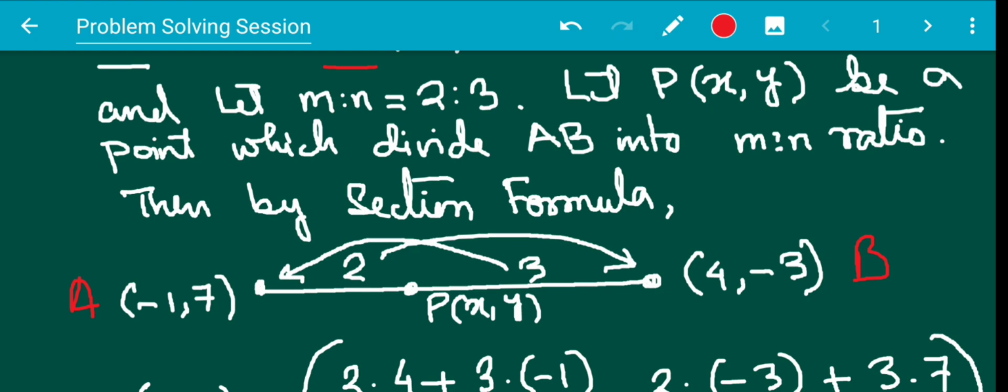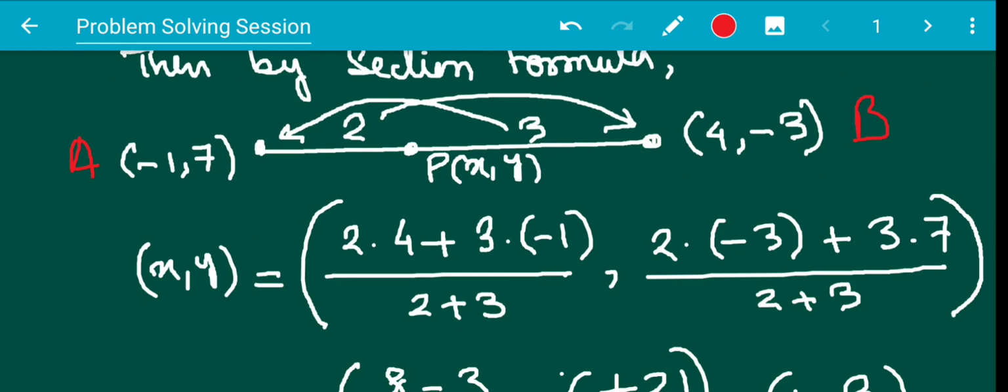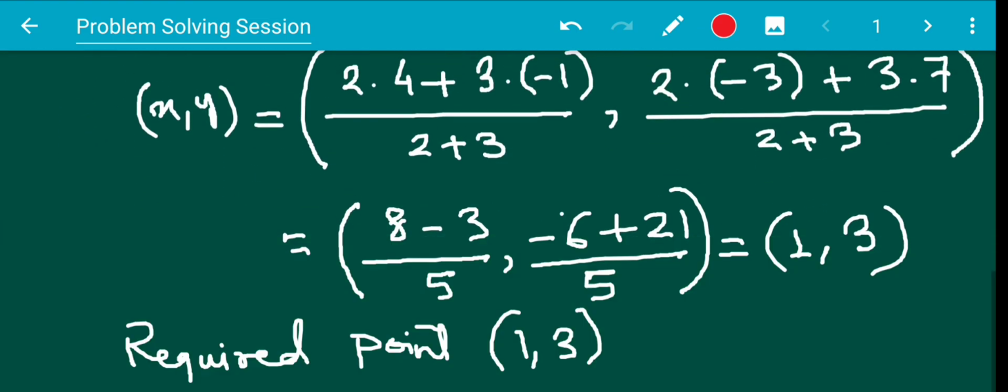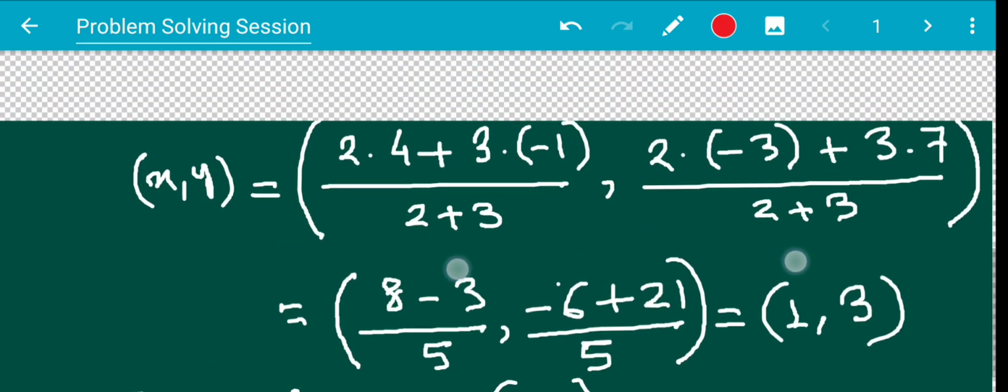So the section formula says you have to multiply 2 with the coordinates of B and 3 with the coordinates of A. So on putting the values in the section formula, we can see that x, y is equal to this. So 2 into 4 plus 3 into minus 1 divided by 2 plus 3, and then 2 into minus 3 plus 3 into 7 divided by 2 plus 3. So in doing so, you can do the calculation on your own. You can see that the required point is 1, 3. So this is how you calculate the point in the section formula.